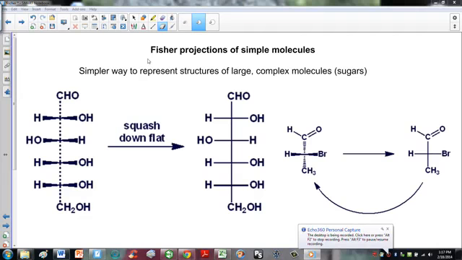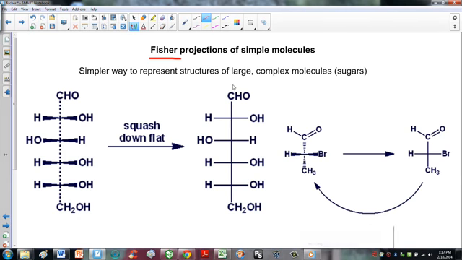Alright, let's talk about Fischer projections. Fischer projections are a particular way of representing large, complex molecules, and we're going to see them most often used to represent structures of sugars, which we'll get to later on in the semester. Sugars you probably heard of as carbohydrates or monosaccharides, or however you have heard about them before.